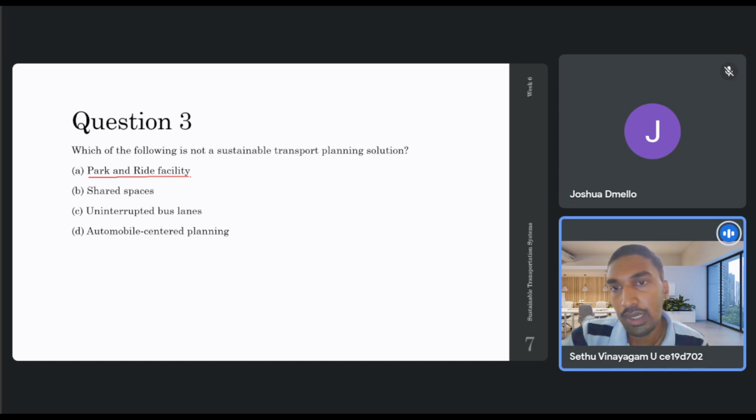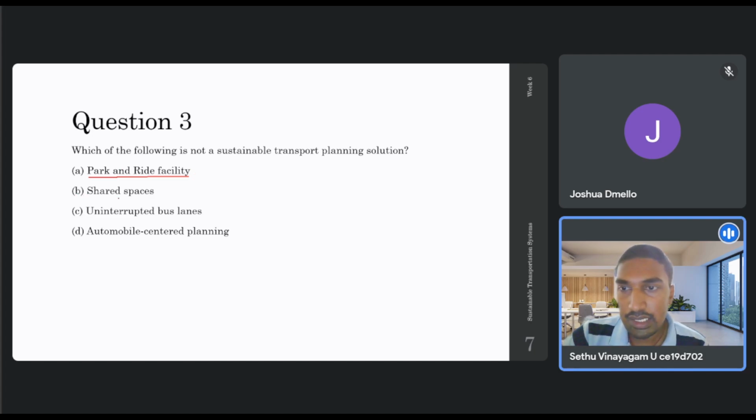So what is this enabling us? This enables or encourages people to use the transit system, right? So the majority of their trip, the longest part of the trip, is covered using a transit system, right? So therefore, this encourages people to use the transit system more, and not use their personal vehicle for their complete journey, right? So this reduces congestion and reduces the emissions and so on. Therefore, this is a sustainable solution.